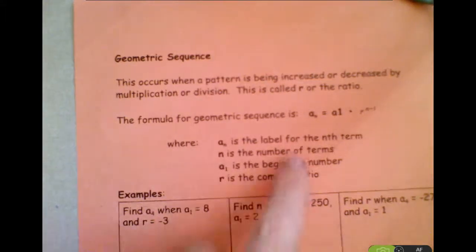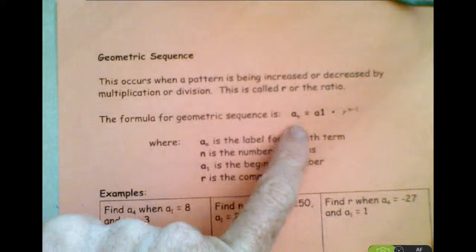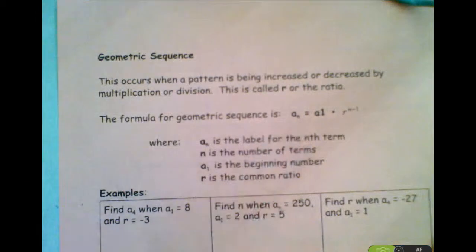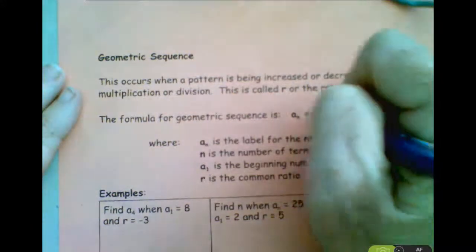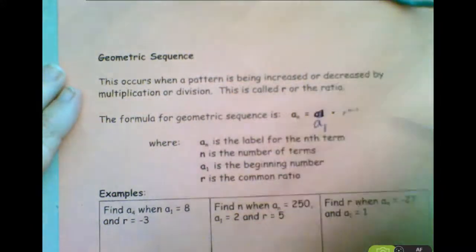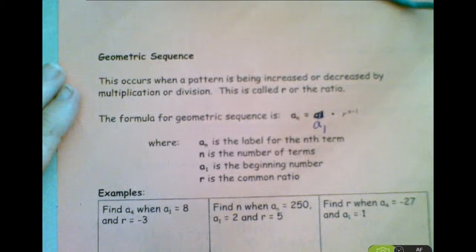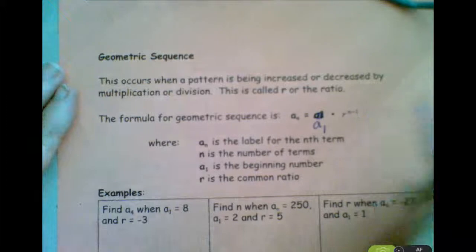Okay, so here's our formula for a geometric sequence. A_n, same thing, it's the value of the nth term. A_1, this would be an A sub 1, not an A1. Times, except now we have R that we use for the ratio. How much is being multiplied by each time? The n is still the number of terms minus 1.